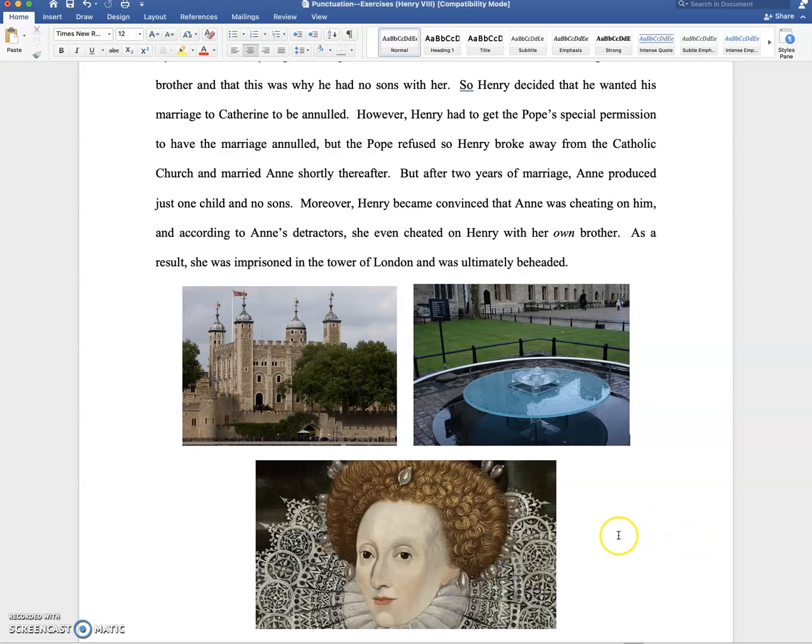Okay, so we've covered comma splices here and commas with conjunctions. We'll continue in the next video to look at some other punctuation rules.